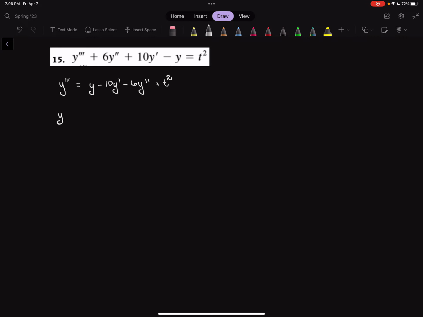Now, I'm going to make some definitions. Let's say I'll call y x sub 1, and I'll call y prime x sub 2. And you guessed it, I'll call y double prime x sub 3. Now, I'm going to take the derivatives of these.